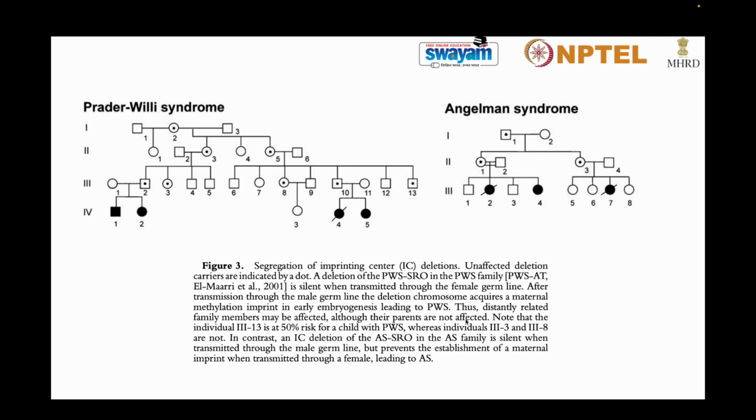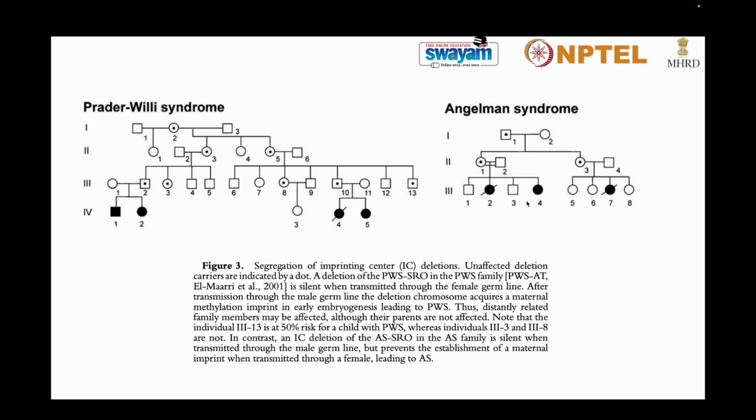Whereas individuals 3,3 and 3,8 are not. If you see 3,3 and 3,8, these are the females. So a female will never pass this deletion on in an affecting way. If they pass it, it will remain silent in their offsprings. So here you can see they are not even the carriers, they are silent.